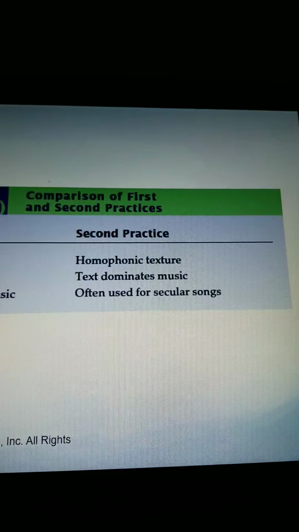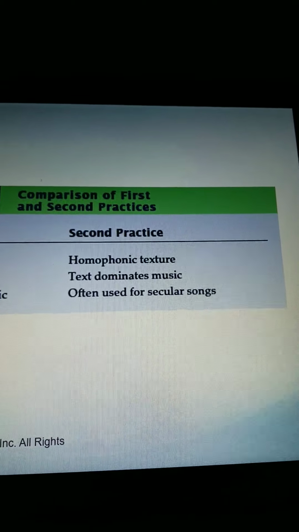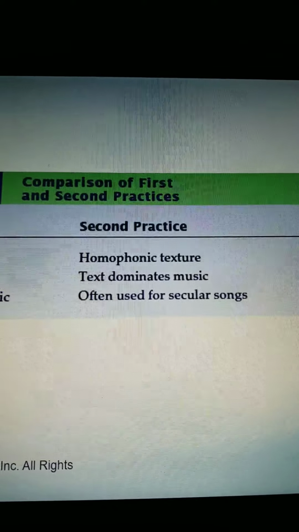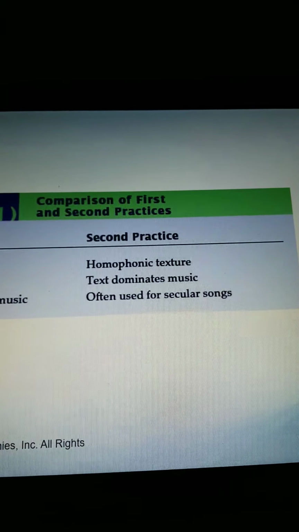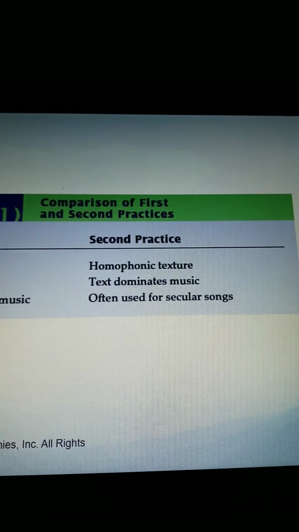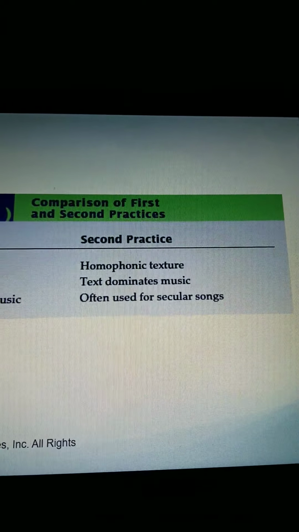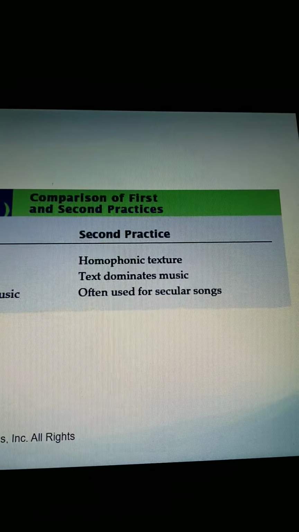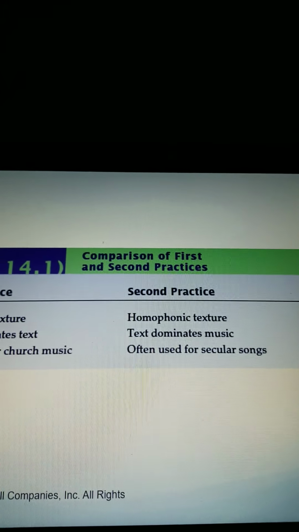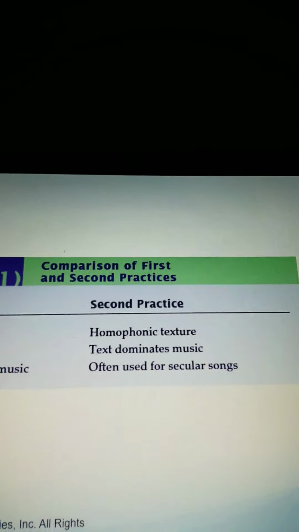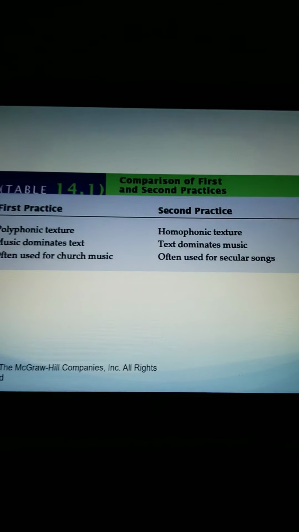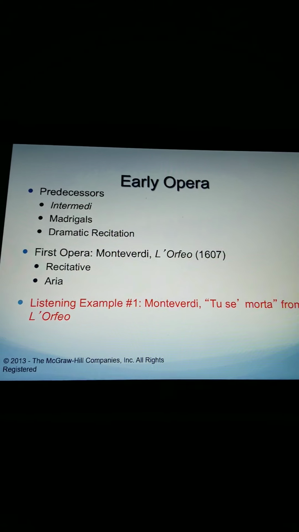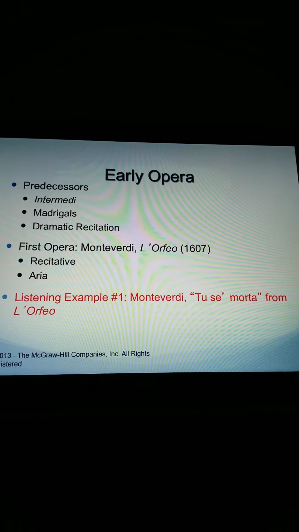You would have instrumental accompaniment that supported a dramatic vocal melody, and because it was a dramatic vocal melody, the text or the lyrics dominated the music. In other words, they wanted a style of music where they could express meaning and emotion by the use of both text and music. And second practice allowed them to do this. And this style was often used for secular music. Remember, secular means non-religious.